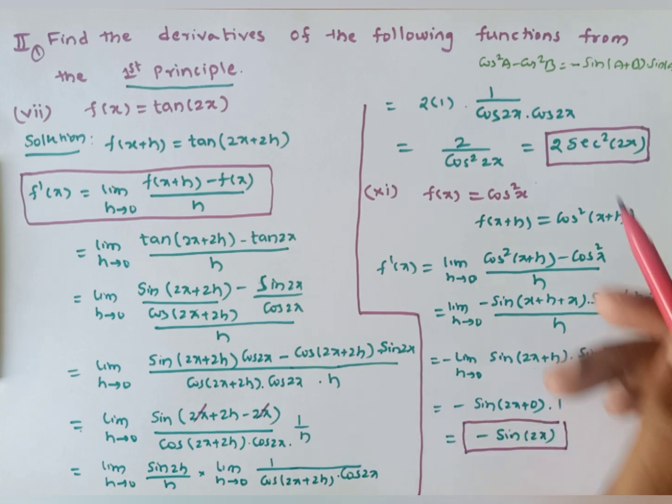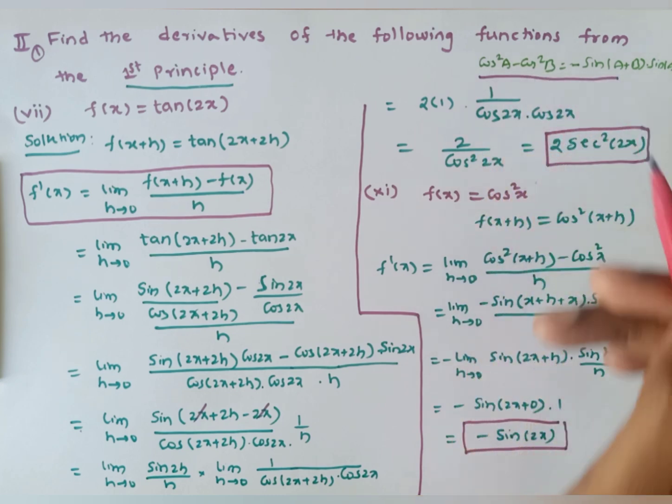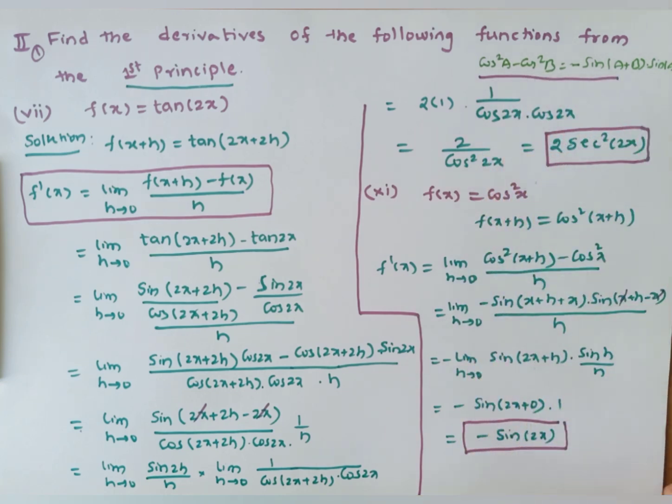To solve this problem, we know a formula: cos square a minus cos square b is minus sin of a plus b into sin of a minus b.